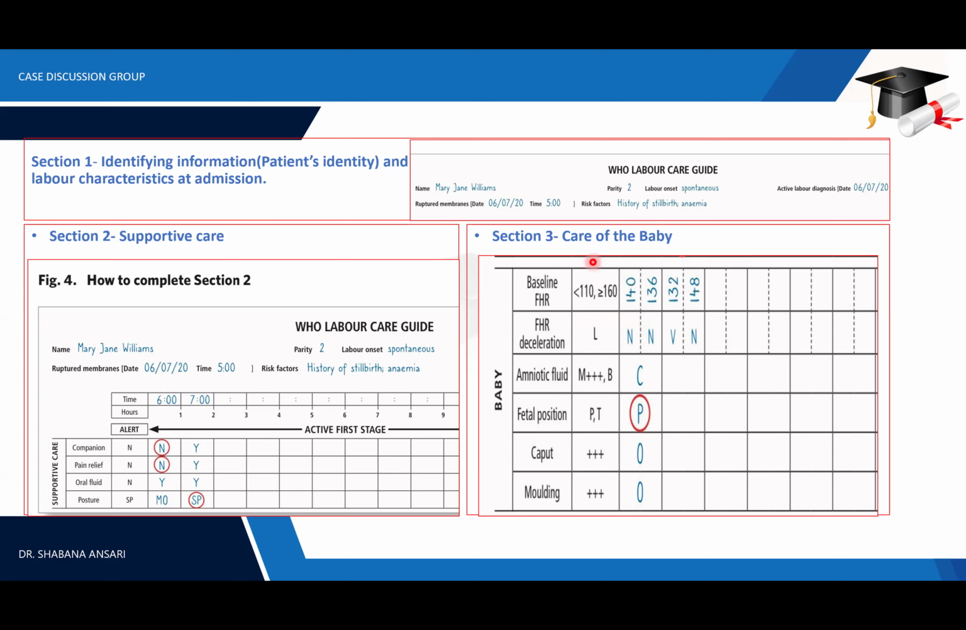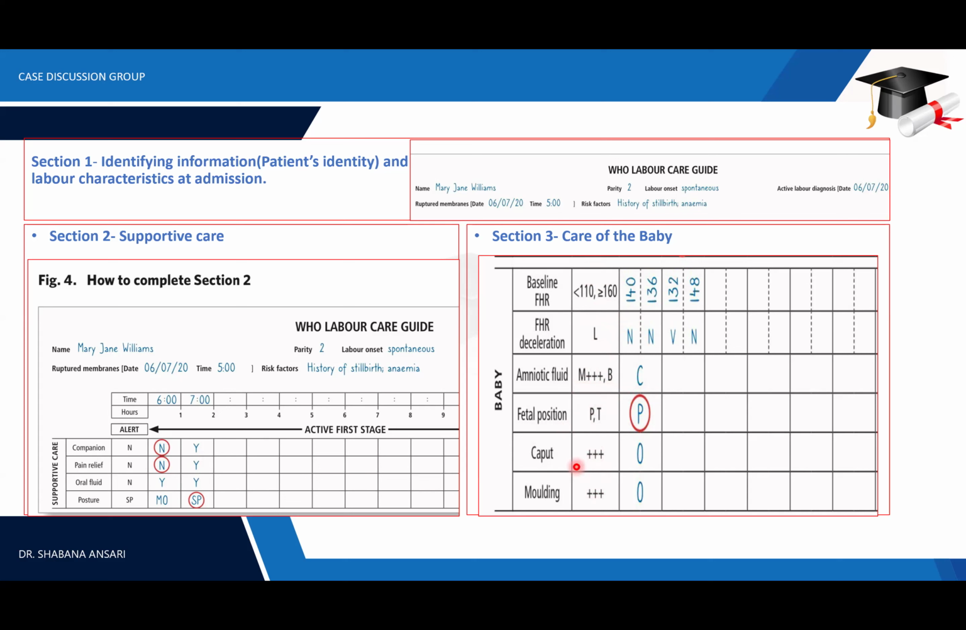And this is going to be your alert column. So anything here is an alert. So L is an alert, late deceleration, right? Likewise, 3 plus meconium and blood stained liquor is an alert. C is clear, meconium is not an alert. Occipito posterior or occipito transverse position will be an alert. Caput and molding 3 plus is an alert, right?